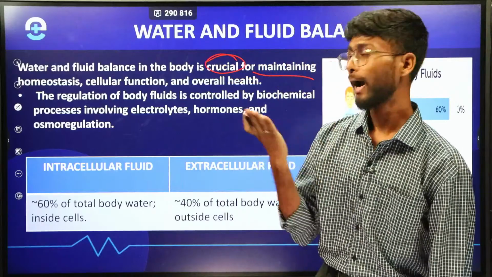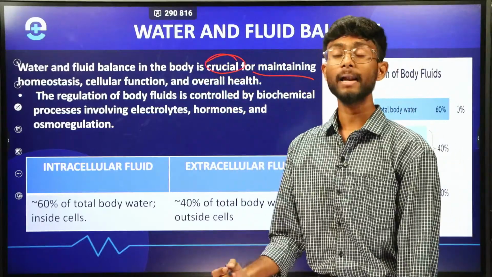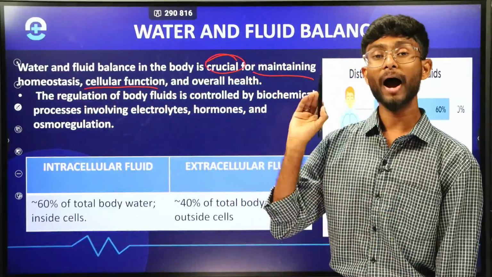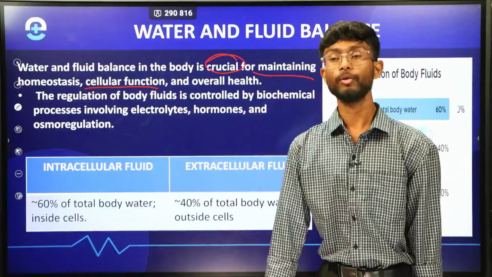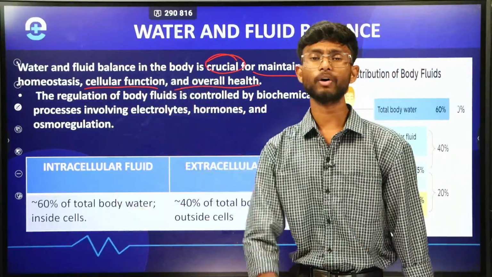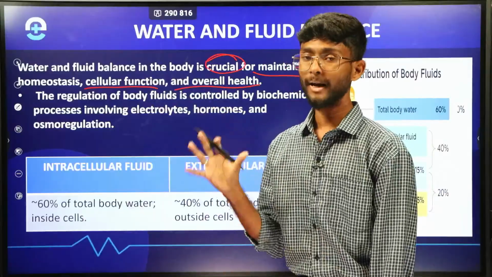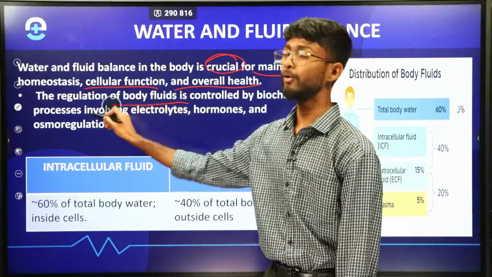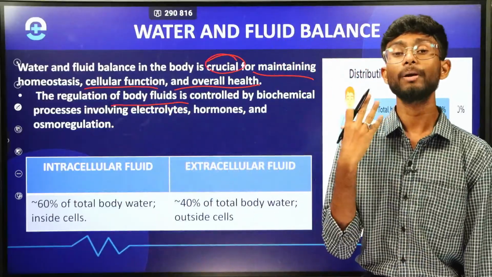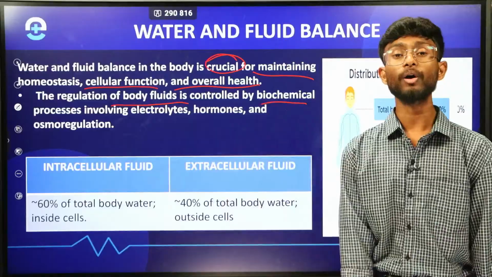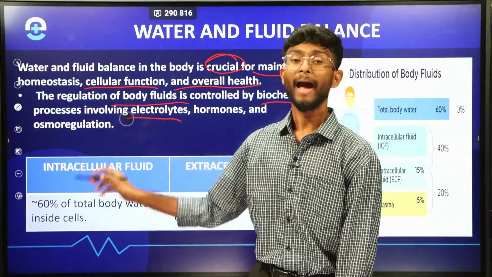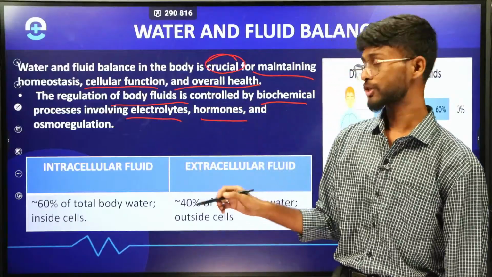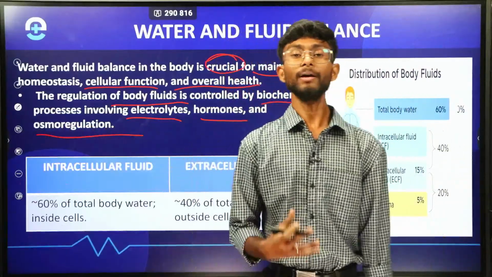That is what homeostasis is. And it also helps cellular function. To maintain the cellular function, you have to maintain this water and fluid balance. And for overall health, you need to maintain this fluid balance. And this regulation of body fluid, how will it be controlled? It will be controlled by the biochemical process involving electrolytes, hormones and osmoregulation. From all this, it will be regulated.